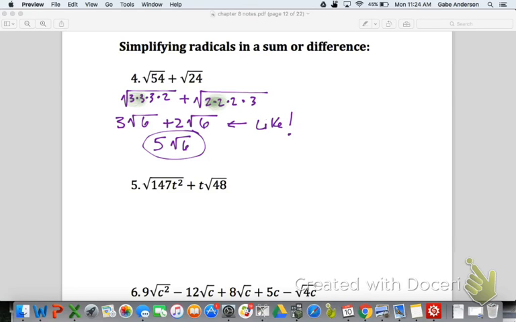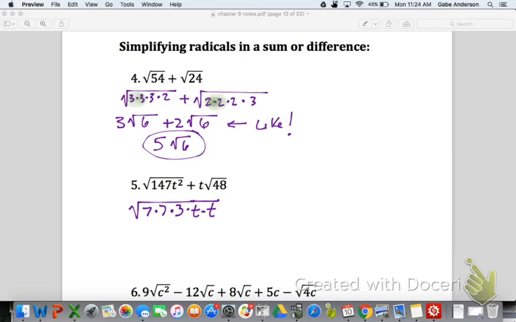Something similar here with number 5. Number 5 has variables involved instead of just numbers, but there's a lot of simplifying that can be done here. 147. Can you guys do the prime factors of 147? 49 times 3. That's right. So this could be simplified as 7 times 7 times 3 times t times t.